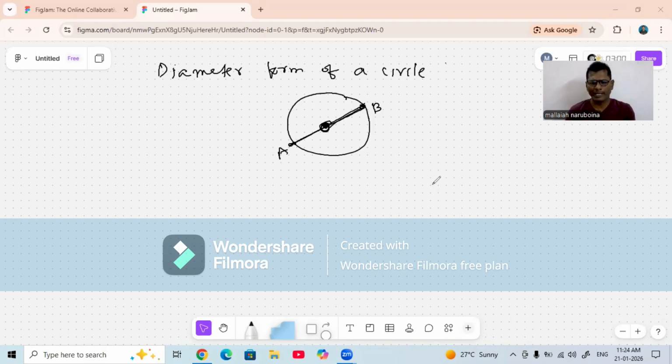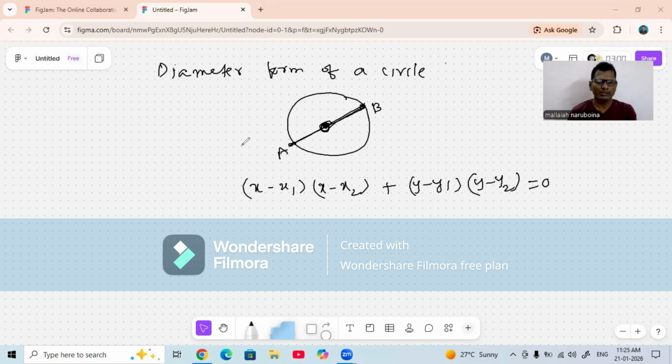So when the end points of the diameter are given, we use (x minus x1) into (x minus x2) plus (y minus y1) into (y minus y2) is equal to 0. So coordinates of A we take x1 comma y1 and coordinates of B we take x2 comma y2. By substituting these coordinates, we get this equation and you get the diameter form of a circle.